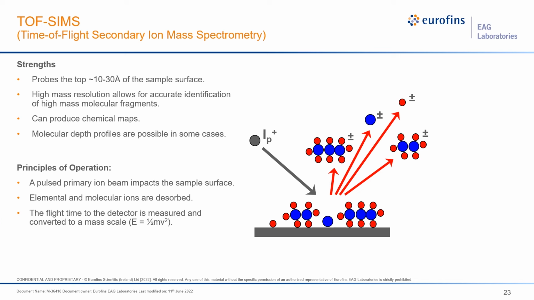A focused, pulsed, primary ion beam, shown in black, hits the sample, causing species in that impact area to desorb. The desorbed species are brought to the same energy, and the time it takes for them to fly to the detector is measured. That time can then be converted to a mass scale, allowing the species to be identified using the equation energy equals 1/2 mass times velocity squared.